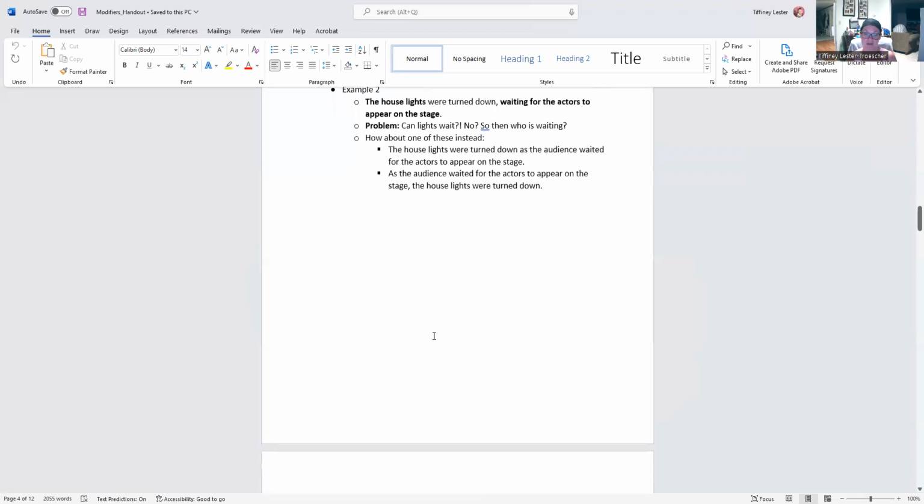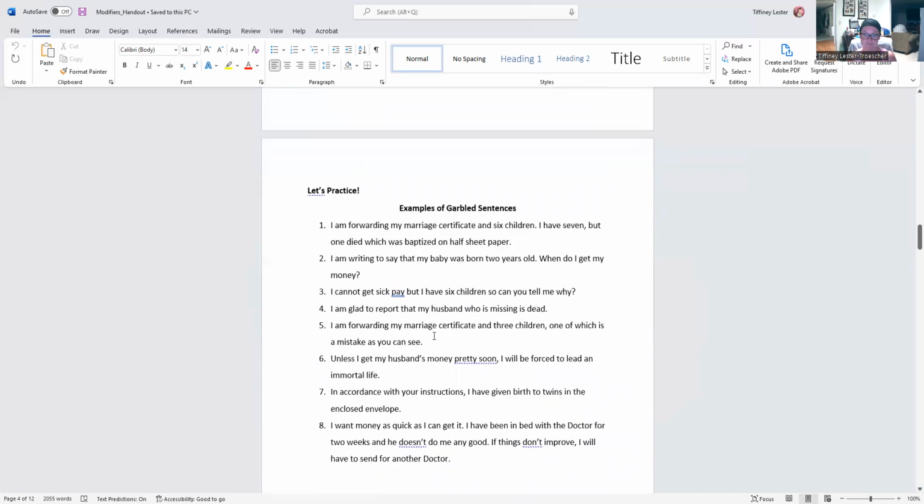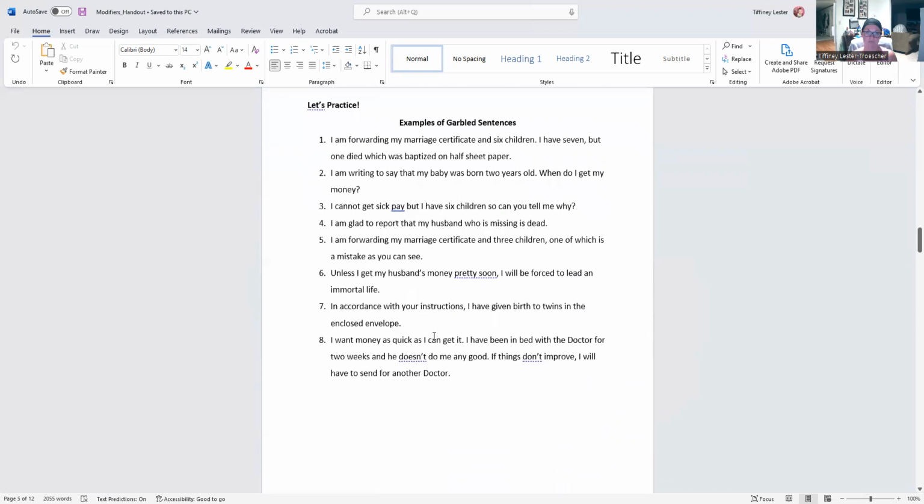Let's take a look at some more examples here. We have some real life examples of some garbled sentences. We're not going to look at all of them, just a few. How about the first one? I am forwarding my marriage certificate and 6 children. I have 7, but 1 died, which was baptized on half-sheet paper.